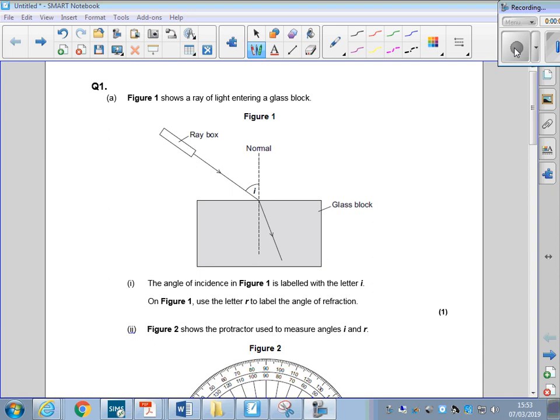about light entering the block, and quite a few little questions related to this.